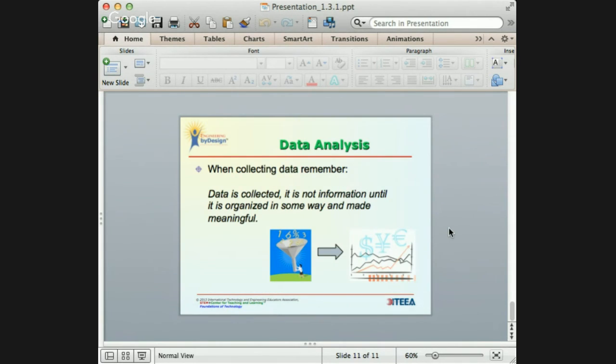And also remember that when you collect data, it needs to be organized in some way and made meaningful, meaning that you can crunch numbers all you want, but until you tell me what those numbers are about, the data means absolutely nothing to me.